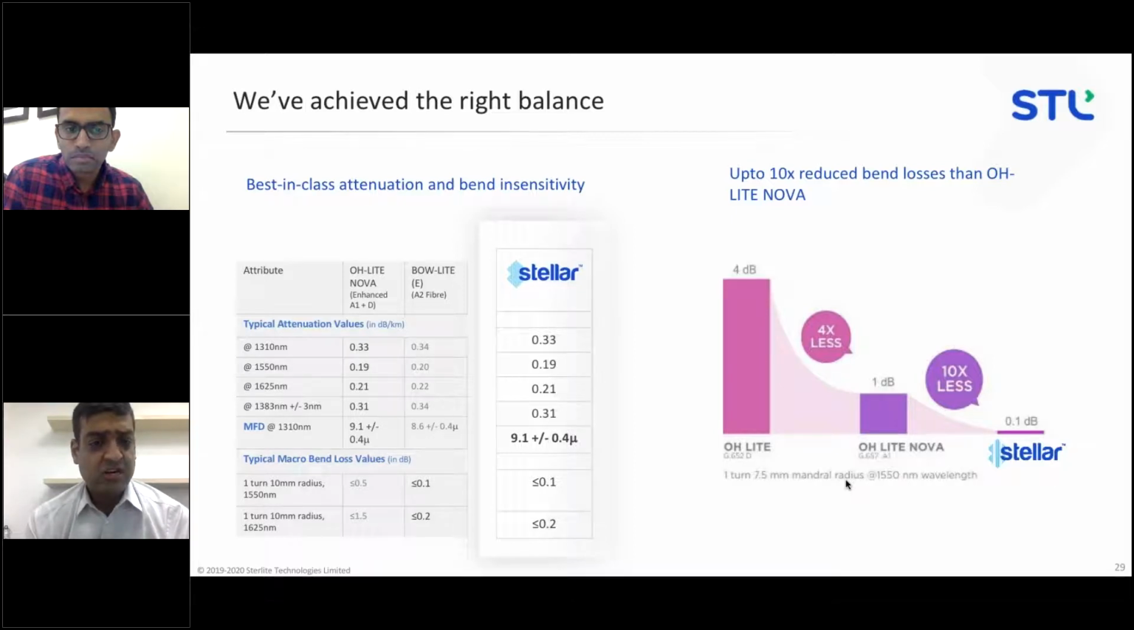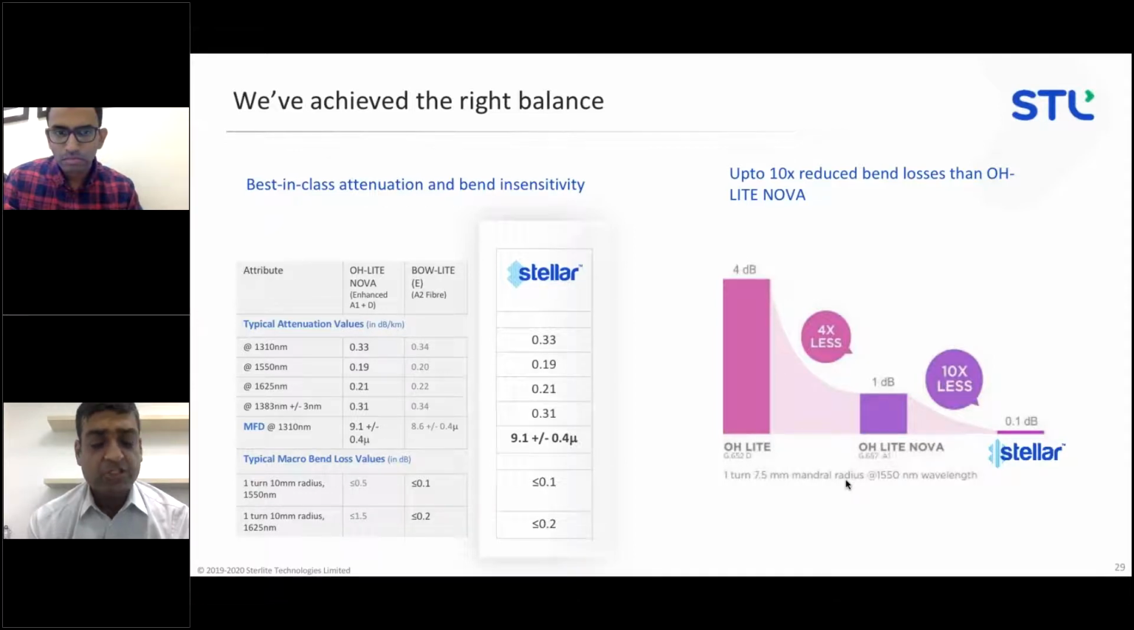It has the loss of the low attenuation fibers like OH Lite, typically 0.33 dB per kilometer at 1310 and 0.19 at 1550. And it also has the MFD of a G.652D fiber, which is 9.1 microns. However, the macrobend losses are exactly the way the A2 fiber behaves. It's less than 0.1 dB per kilometer at a 10 millimeter radius for one turn.